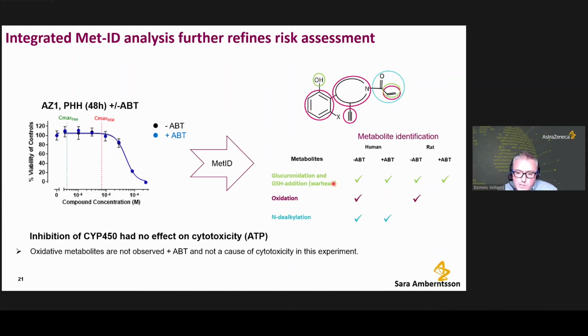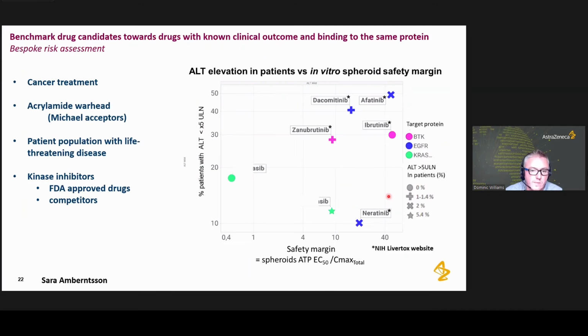And you can see that we see both glucuronidation and glutathione addition to the warhead. This takes place even in the absence of P450 metabolism, as you would expect, because the warhead doesn't require metabolic activation to bind to glutathione. But all the oxidative metabolites simply weren't there when we inhibit cytochrome P450. So that gave us further confidence that inhibition of cytochrome P450 had no effect on cytotoxicity in this case.